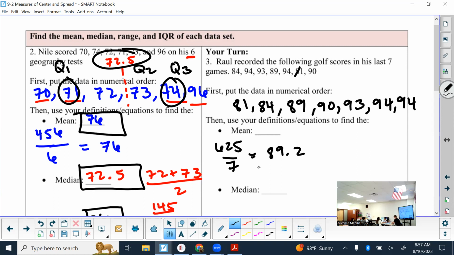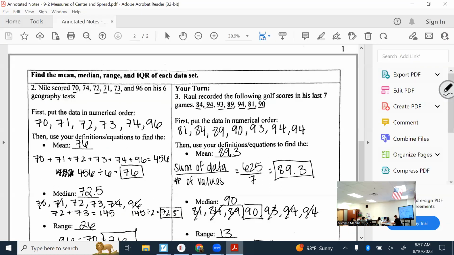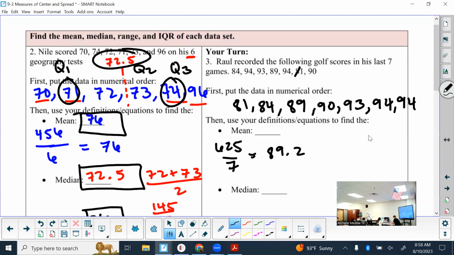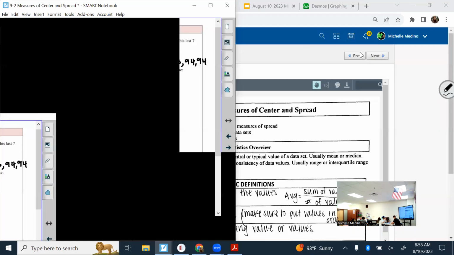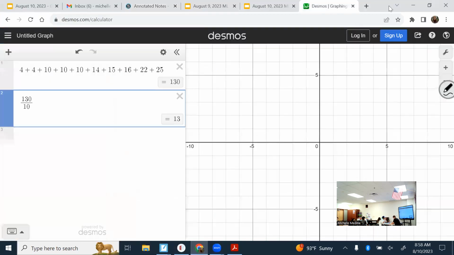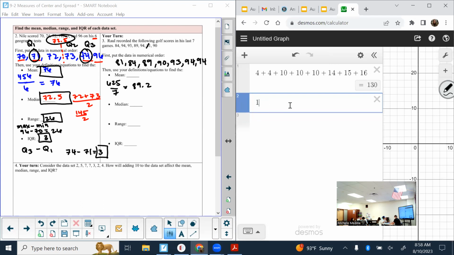Okay, let me peek at the answers because I haven't done this today. So remember the answer. Okay, so I actually got something slightly different. Let me just put it in my calculator. I got 89.3. All right, I did do 625 divided by 7. So let's see if maybe it was my error. Okay. So let's maybe talk about that for a second.